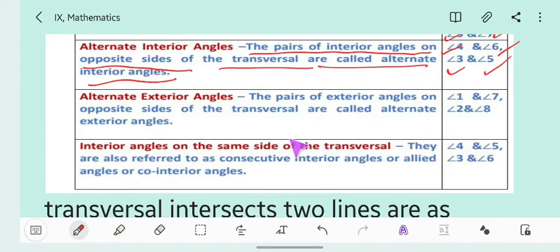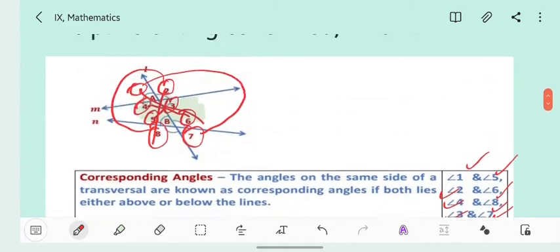And interior angles on the same side of the transversal are also called consecutive interior angles, or simply in short we write co-interior angles. This is called consecutive interior angles. Angle 4 and 5, if you look here, angle 4 and 5.